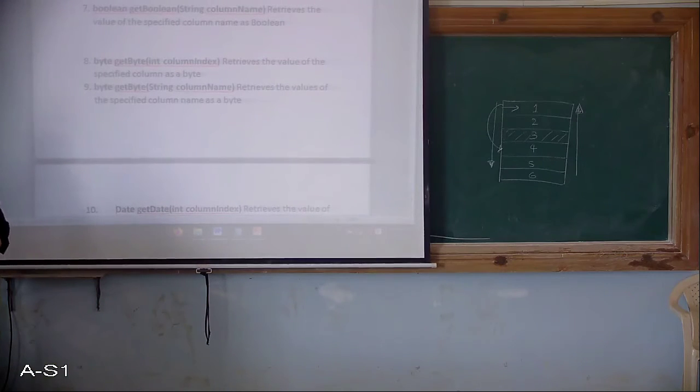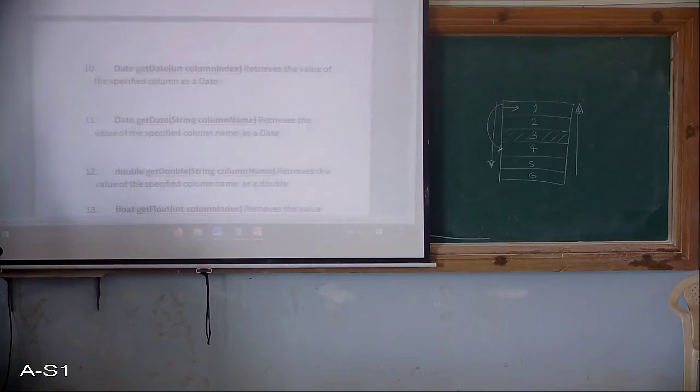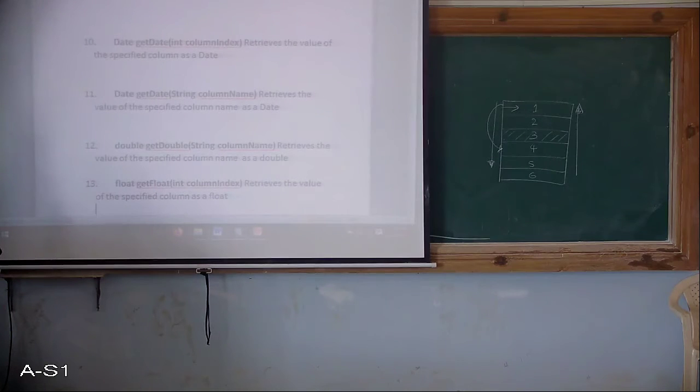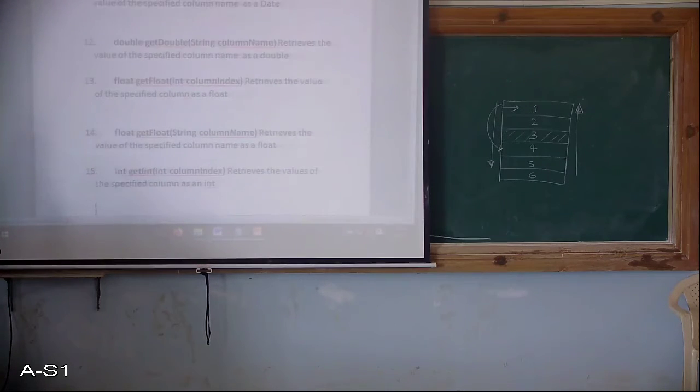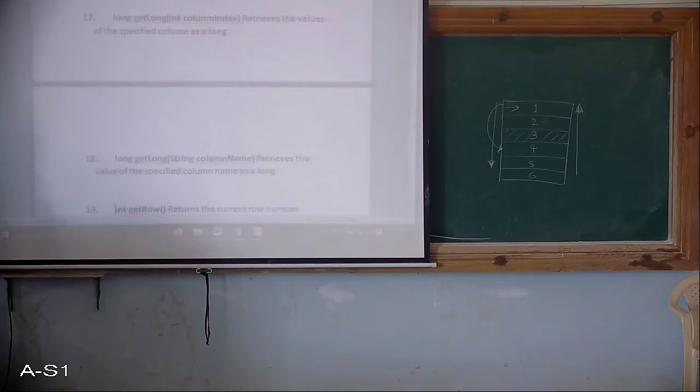Okay, then next one is date. The get date method, which also has a column index version, retrieves the value of a specified column as a date. So whatever the retrieved value of that particular column is, it is going to respond as a date. Similar for the column index, and this is for the column name. Then similarly for get double, get float, get int, get string, get long. There are different types of methods based on the data types mentioned in the database.